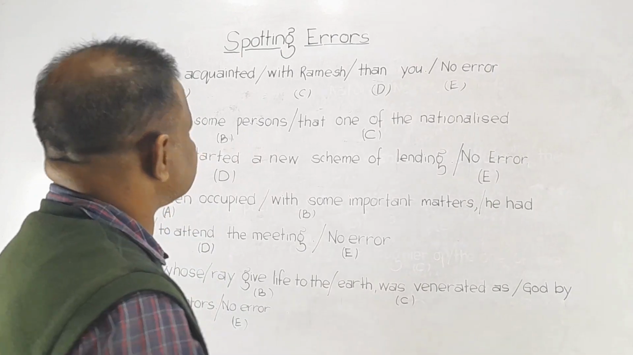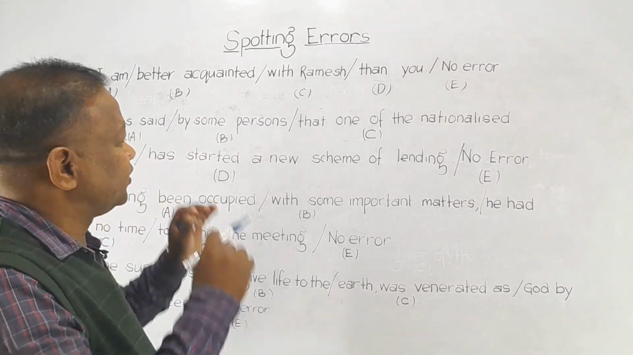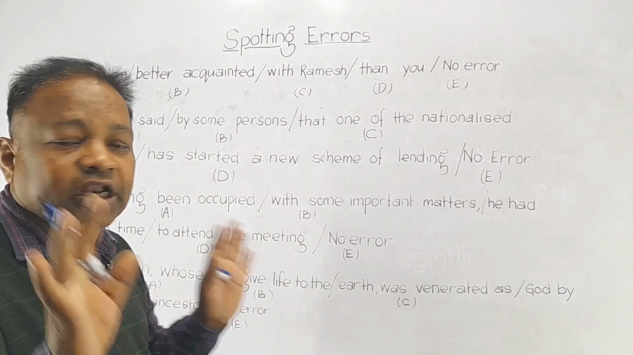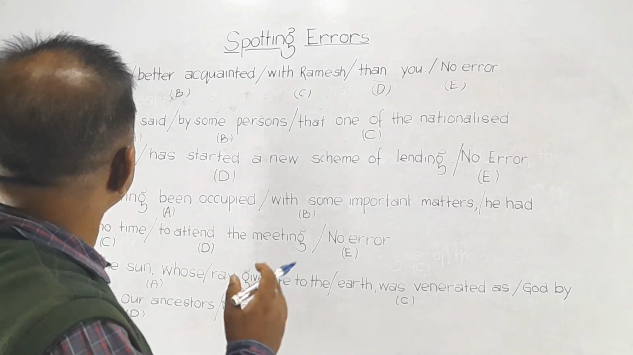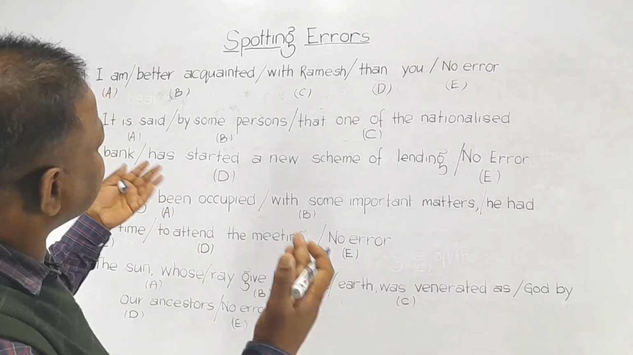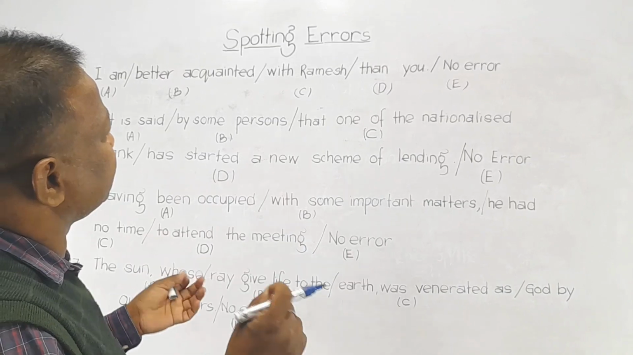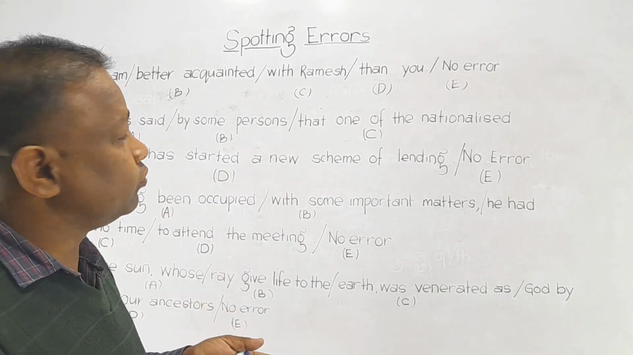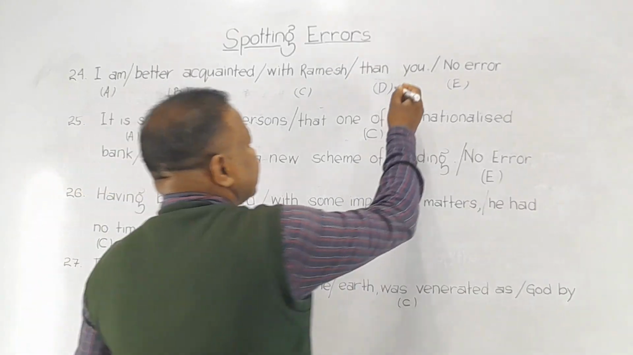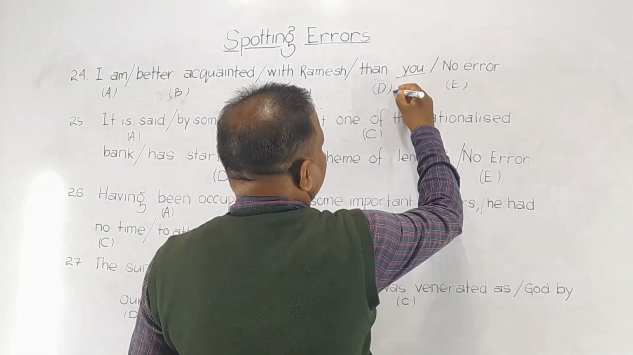Number 24. I'm better acquainted with Ramesh than you. It seems to be a correct one. But where is the error? I am, yes, better acquainted, no problem, with Ramesh, correct, than you. Yes. Here is the error. Correct answer is what? D. Here we have talked to D.